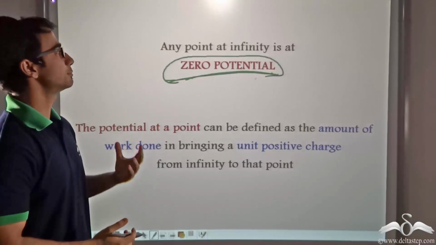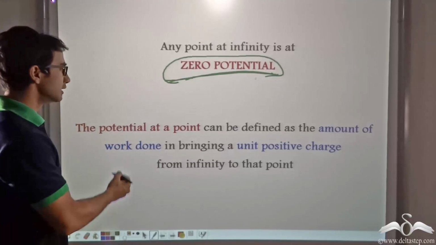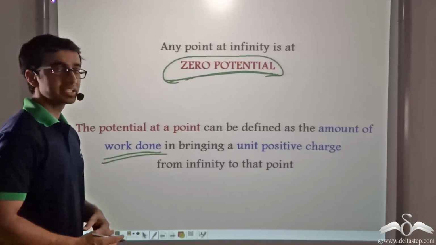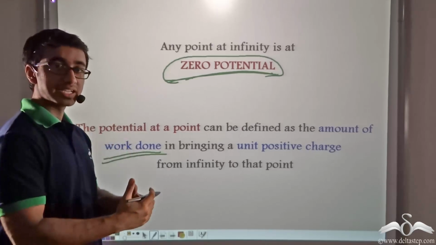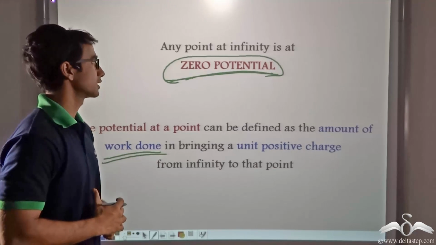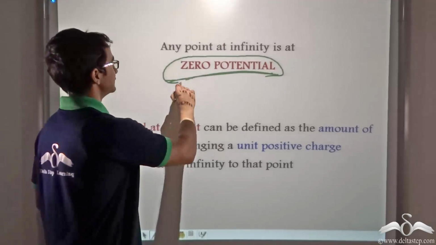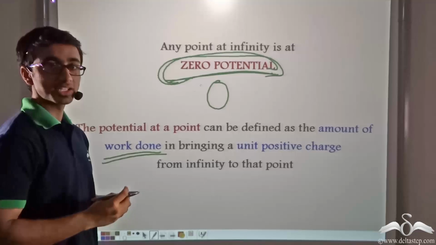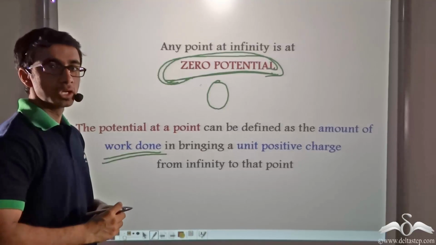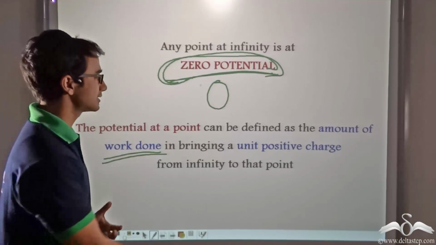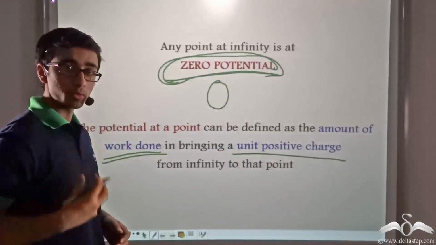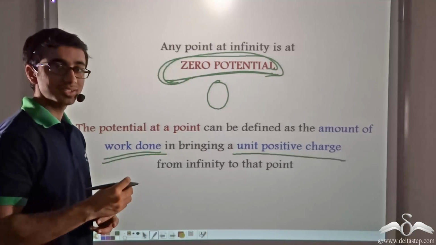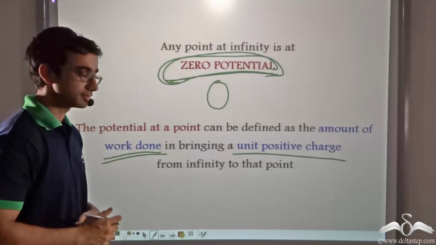So now how can we define the potential at a single point? The potential at a point can be defined as the amount of work done in bringing a unit positive charge from infinity to the point under consideration. Why? Because we have considered that infinity is at zero potential. So if we have to find out the potential at any given point in an electric field, we simply bring a unit positive charge from infinity to that point. And the amount of work done will give us the potential at that particular point in the electric field.